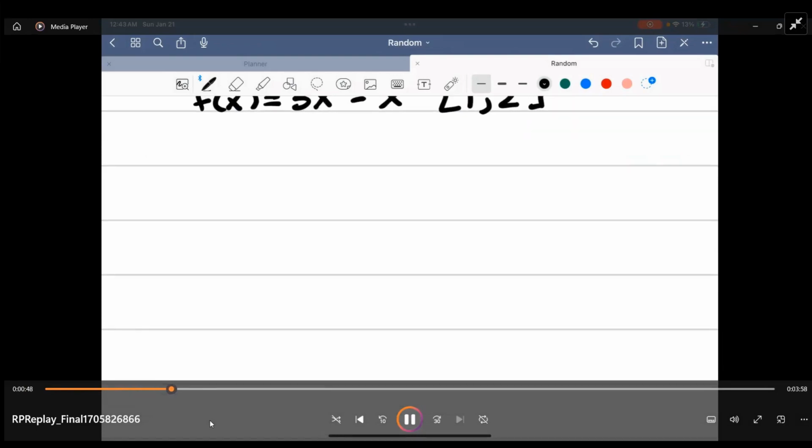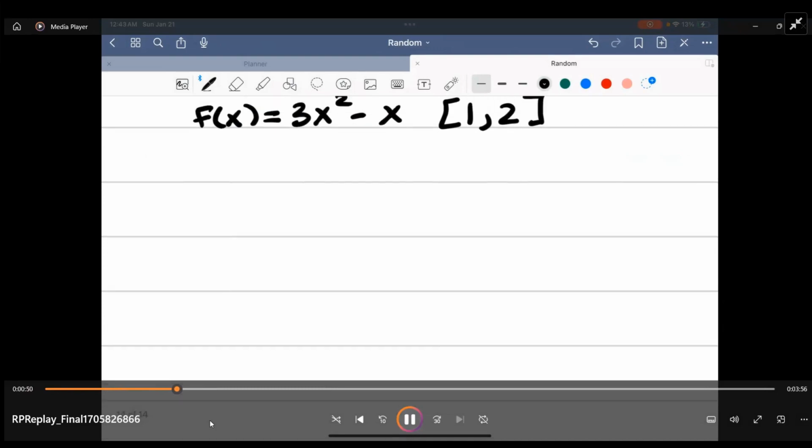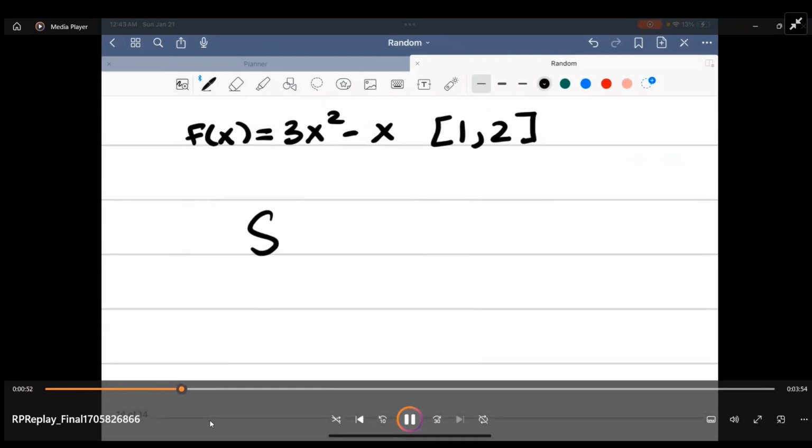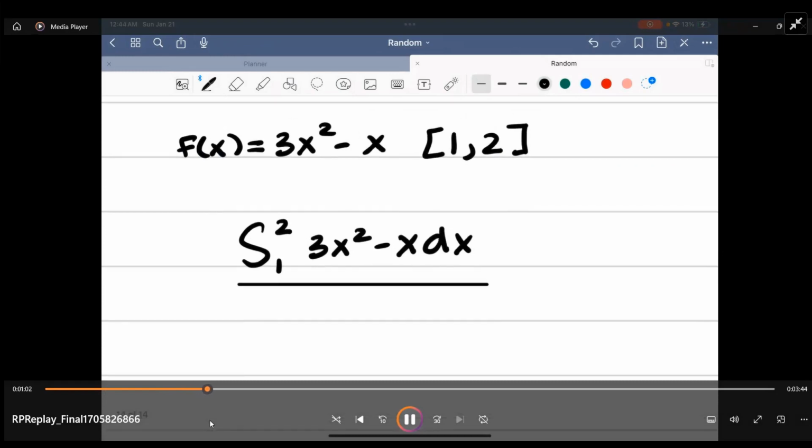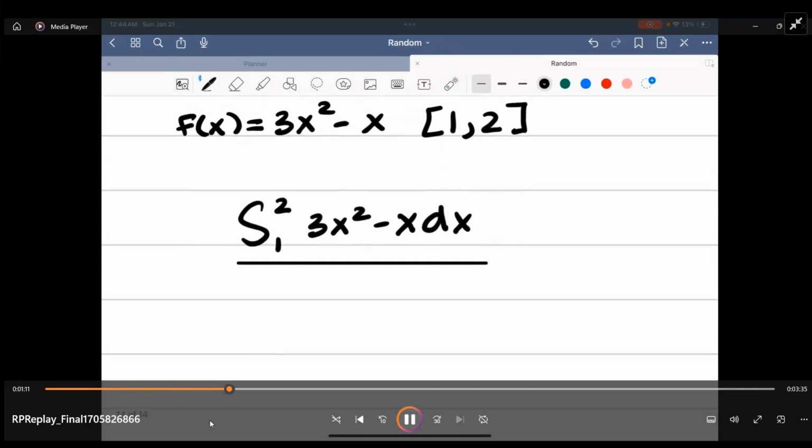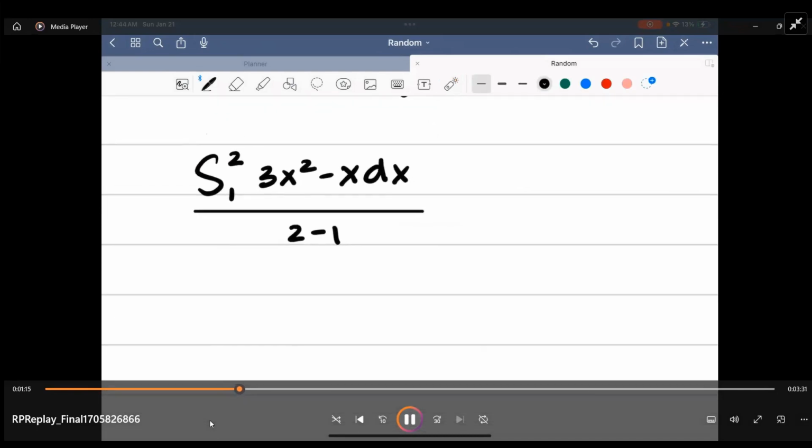And so we'll use this equation. So you find the integral from 1 to 2 of your function, and then you divide it by the interval length. So the length is the distance from here to here. So you take the final, 2 minus 1. So your length would be 2 minus 1, which is just the same thing as 1.